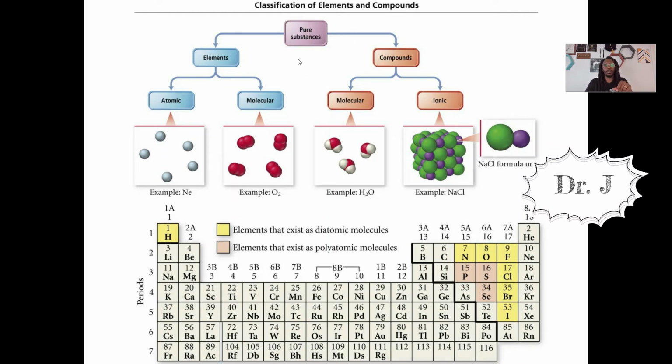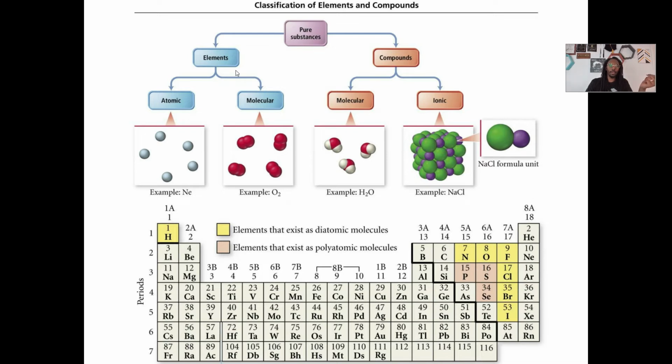So we have pure substances, right? And we learned earlier that we have two types. We have an element, the most simple, and then we have compounds, and that's where we have two or more elements, okay? But now we can break that down even a little bit more.